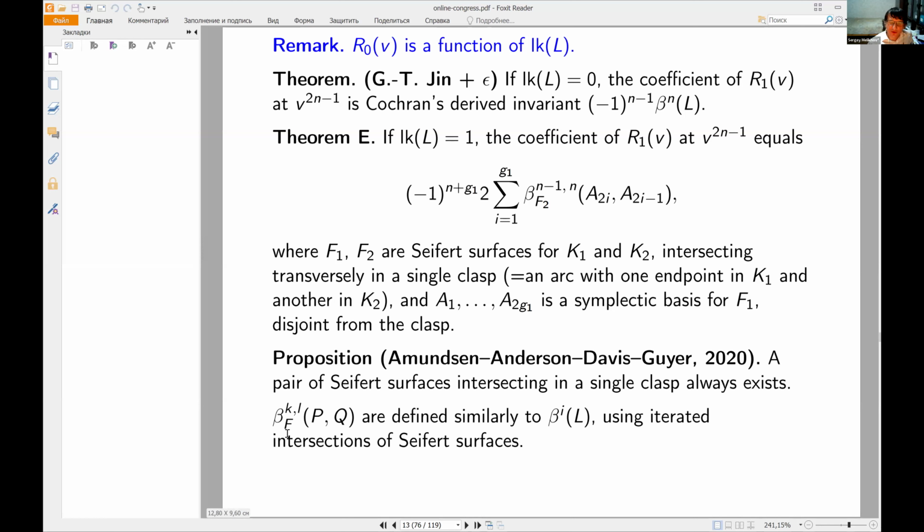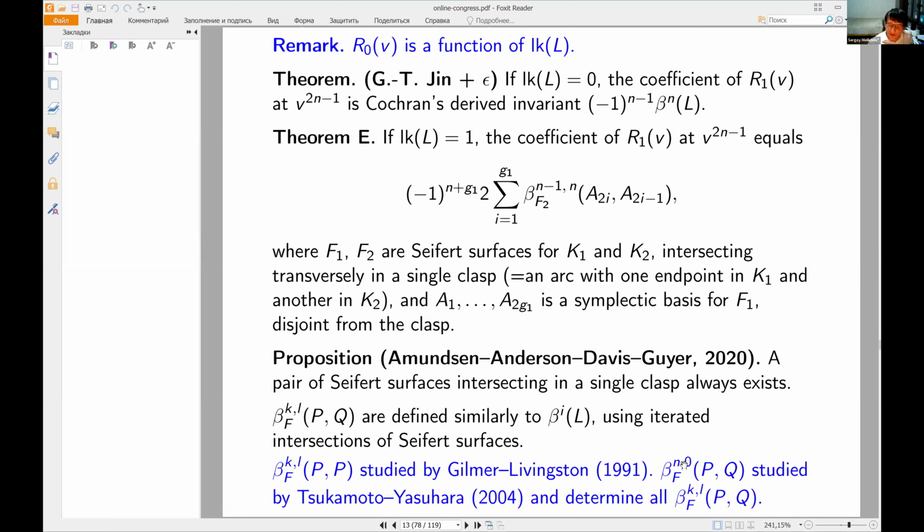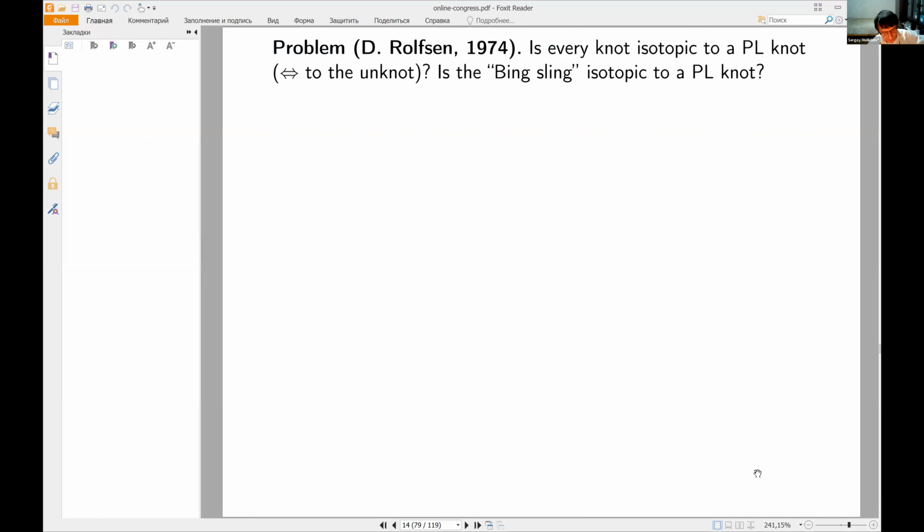These generalized Cochran invariants are defined using iterated intersections of Seifert surfaces, like the original Cochran invariants. When P equals Q, they were studied by Gilmer and Livingston, and when L equals 0, they were also studied by Tsukamoto and Yasuhara. In fact, they determined all of them. So you can call this the Tsukamoto-Yasuhara invariants, or a different version of that. Okay, so finally, we come to the second problem of Rosen.